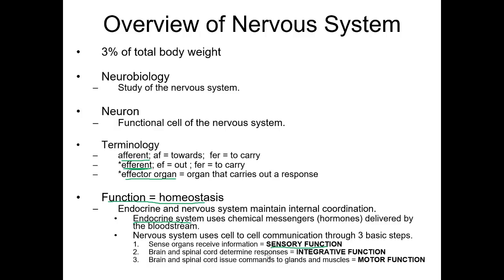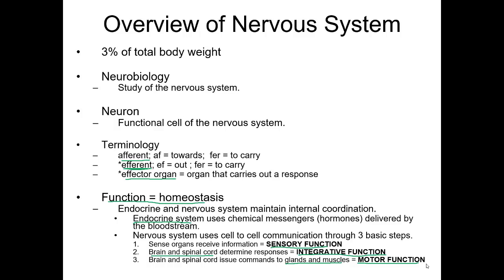The two organs that constitute the central nervous system are the brain and the spinal cord. So this constitutes the integrative function. The integrative function determines whether a response is necessary and what that response is going to be. And then it issues commands to the glands or the muscles, which are going to be your effector organs. And that part is called its motor functions.